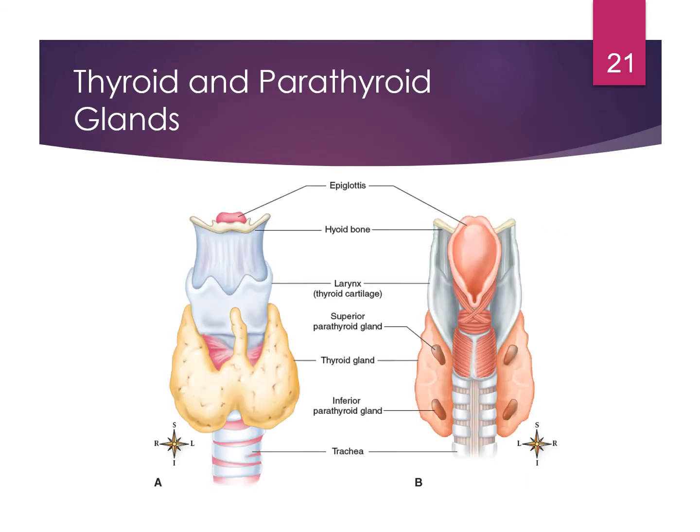Here's a look at the gross anatomy of the thyroid and the parathyroid glands. And the thyroid is over here. It's this butterfly-shaped gland that you see here. It kind of looks like a W now that I'm tracing it out. It lies anterior to the trachea.